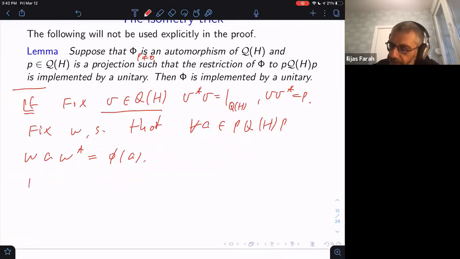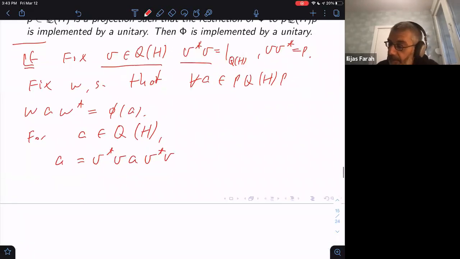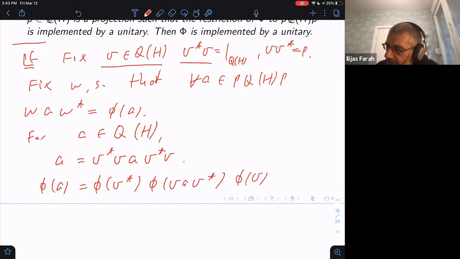Now, what do we have? For A in Q of H, well, I can write A. You see, because V star V is equal to 1, I can write A as V star V A V star V. I just multiplied it on the left and on the right by the identity. Right, so if I apply phi to both sides, I get that phi of A is equal to phi of all this on the right-hand side. I'll split it in this way: phi of V star, phi of V A V star, and phi of V.